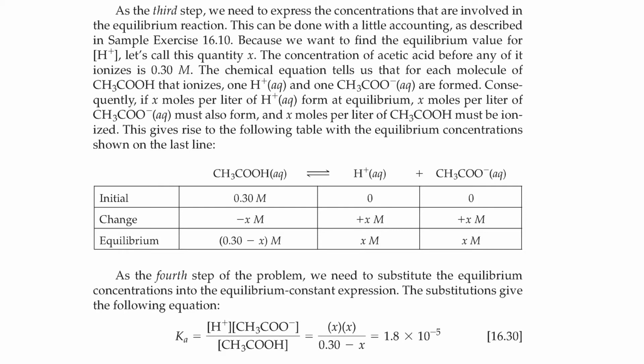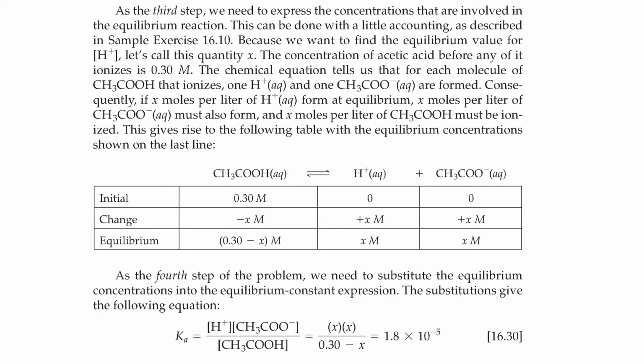The chemical equation tells us that for each molecule of acetic acid that ionizes, one proton and one acetate ion are formed. Consequently, if X moles per liter of proton form at equilibrium, X moles per liter of acetate must also form, and X moles per liter of acetic acid must be ionized. This gives rise to the following table with the equilibrium concentrations shown on the last line. As the fourth step of the problem, we need to substitute the equilibrium concentrations into the equilibrium constant expression. The substitutions give the following equation.